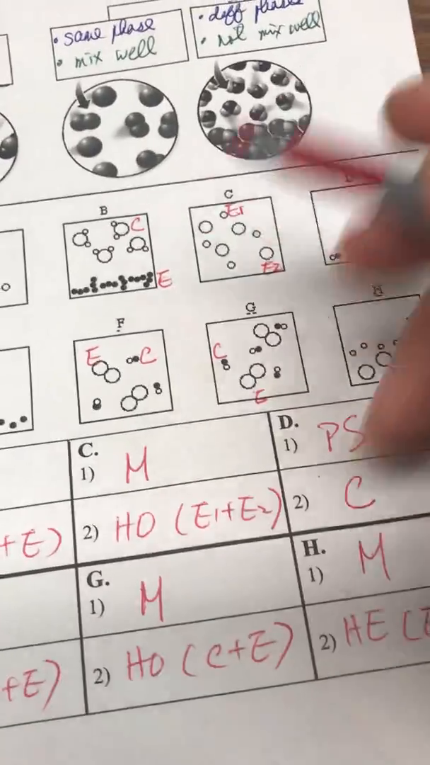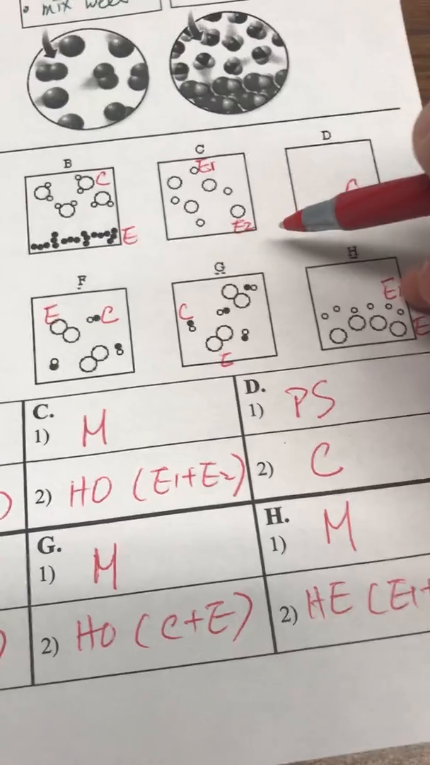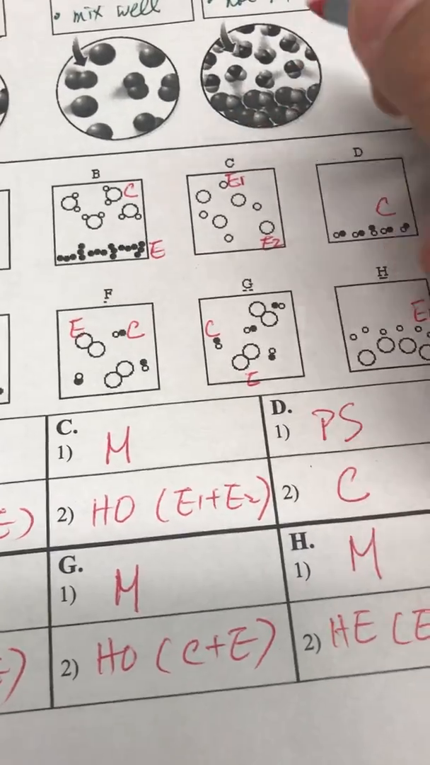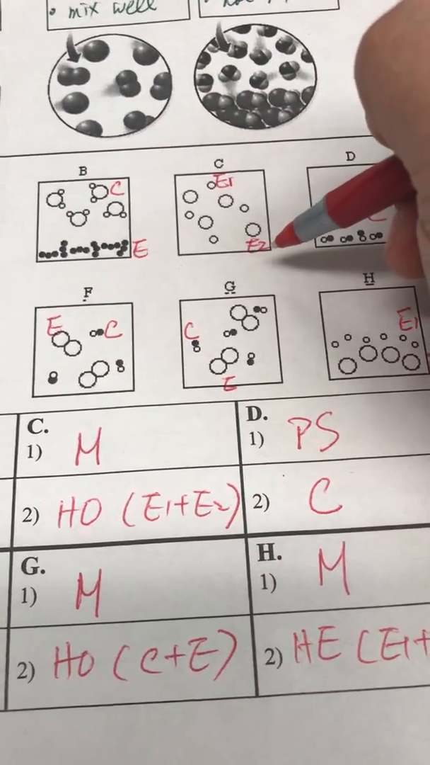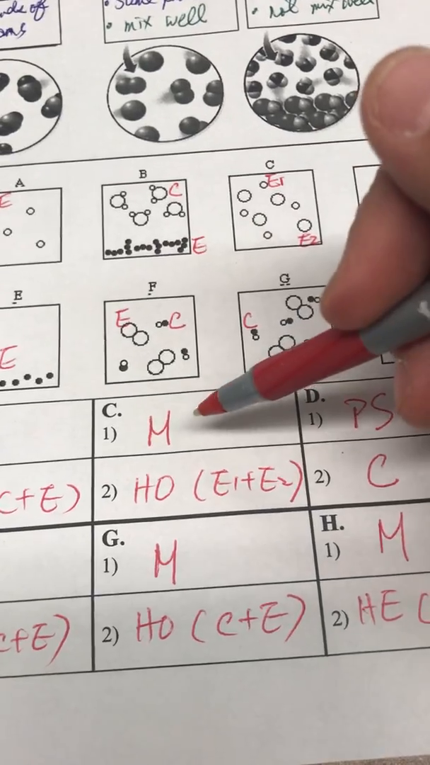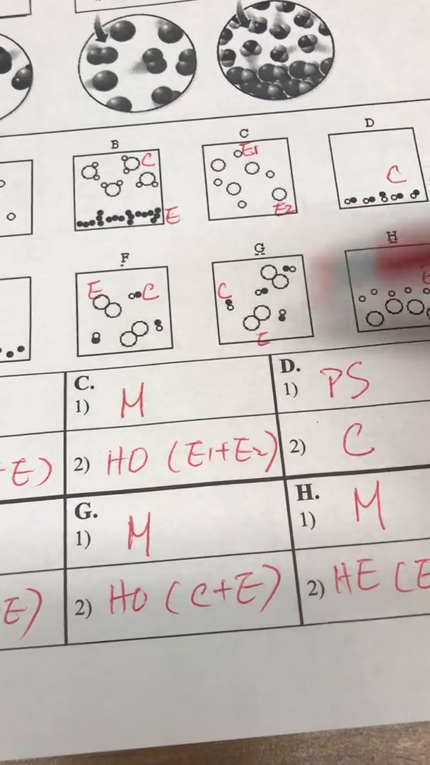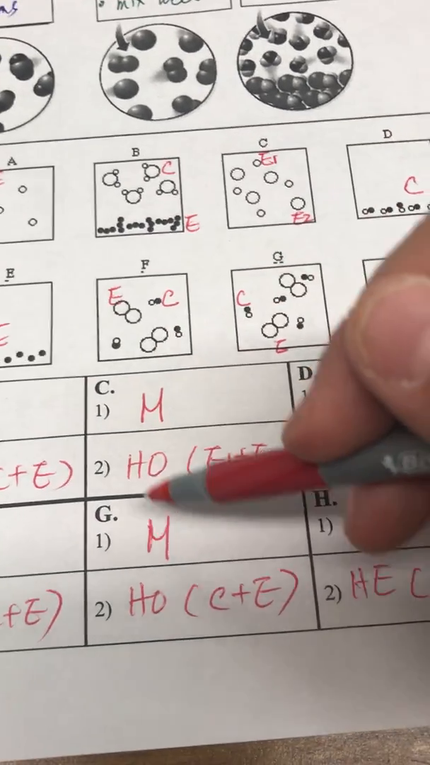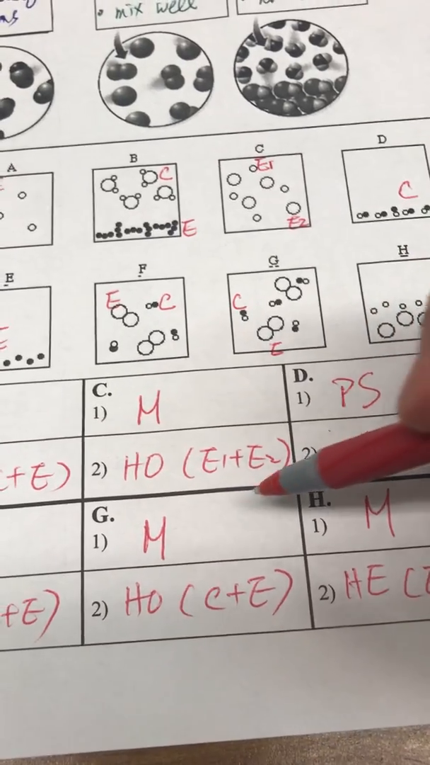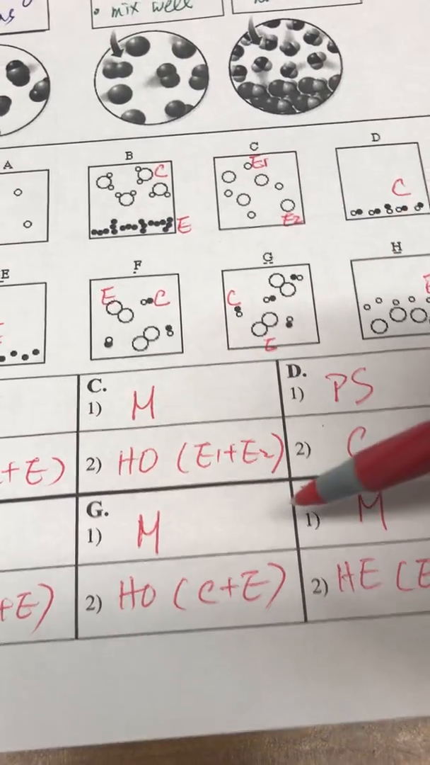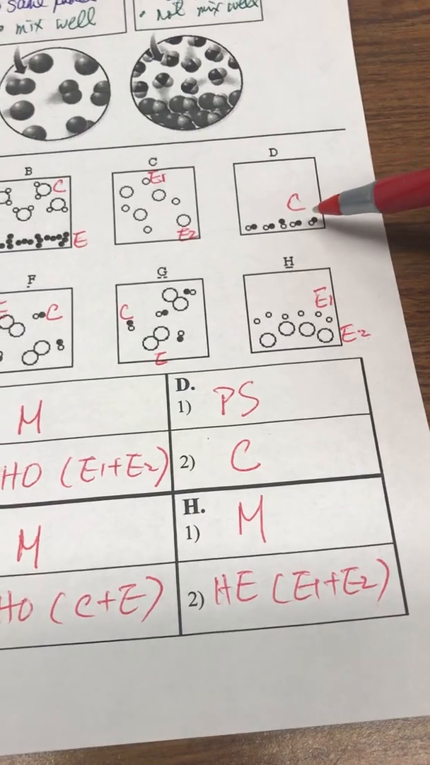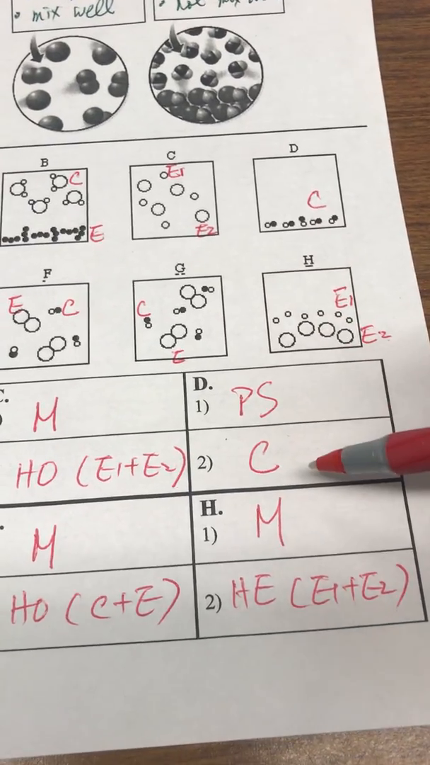For this one, I have the small ball is E, a big ball is E. So it's two different kinds of elements, so we label E1 and E2. So this is a mixture, and so we have E1 plus E2, and they mix really well, so it will be homo. So it's a homogeneous mixture of two different kinds of element, E1, E2. And this is a C, so it's pure substance and compound.